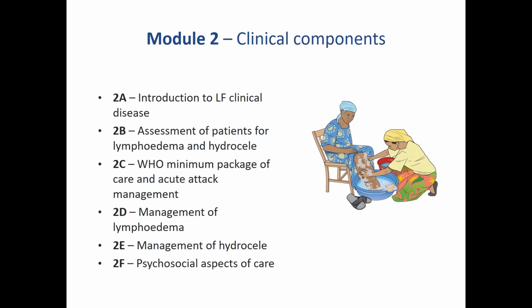The second module explores some of the key clinical components that comprise the minimum package of care. Module 2A starts with an introduction to LF clinical disease, and this outlines key components of LF pathophysiology that are relevant contexts for understanding clinical management. Module 2B allows the assessment of patients for lymphedema and hydrocele and includes standardized staging strategies. Module 2C goes over the components of the WHO minimum package of care and goes in specifically to strategies on managing acute attack. Then Module 2D goes into the management of lymphedema with a particular emphasis on the 5 basic lymphedema management strategies outlined by WHO.